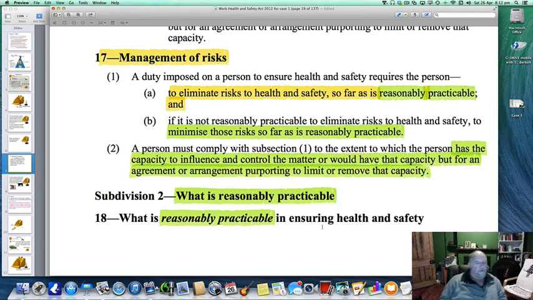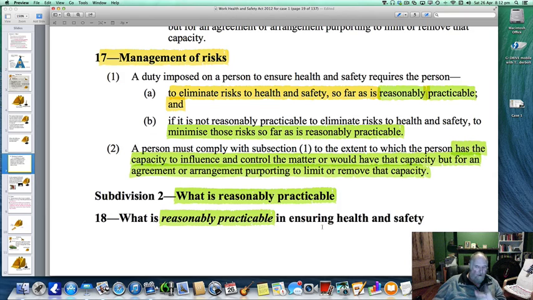You've got in 17 it shows you the management of risk. So the duty imposed on a person to ensure health and safety requires a person to eliminate risk to health and safety so far as is reasonably practicable. So what have you got to do? You've got to eliminate the risk to health and safety so far as it is reasonably practicable to do so.